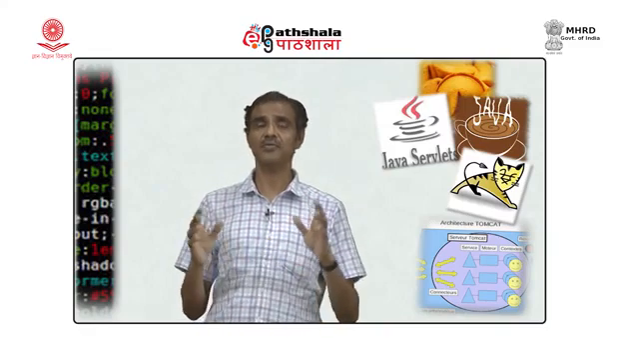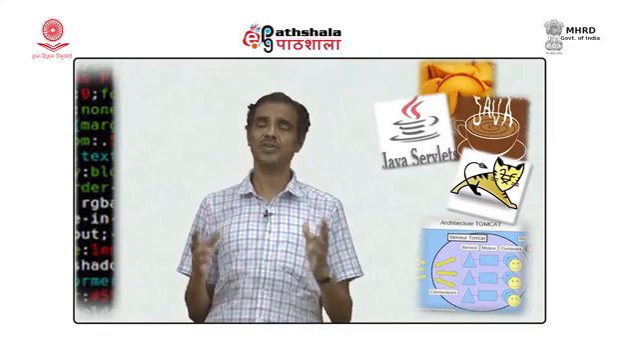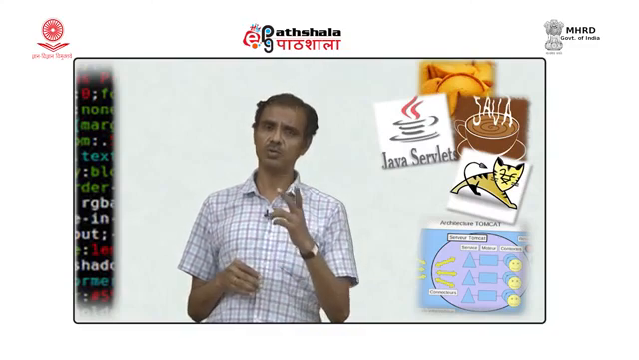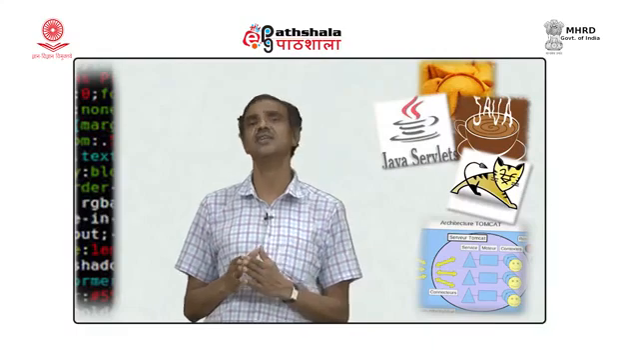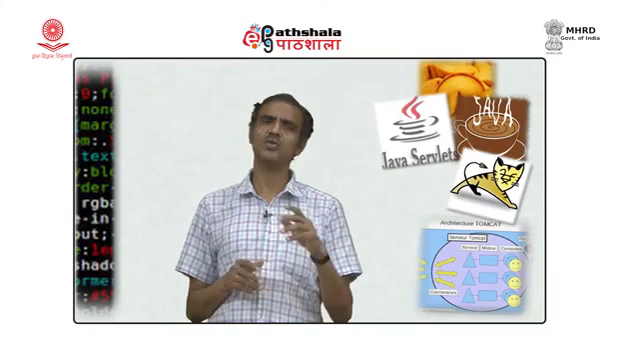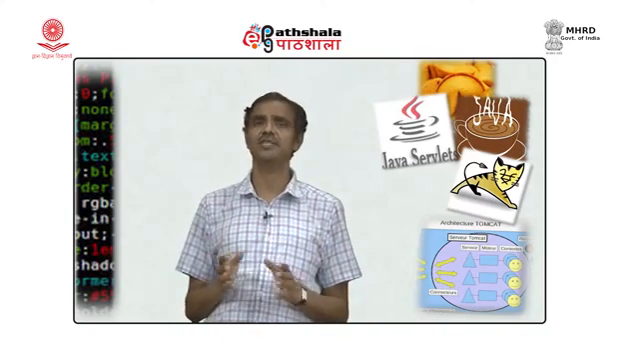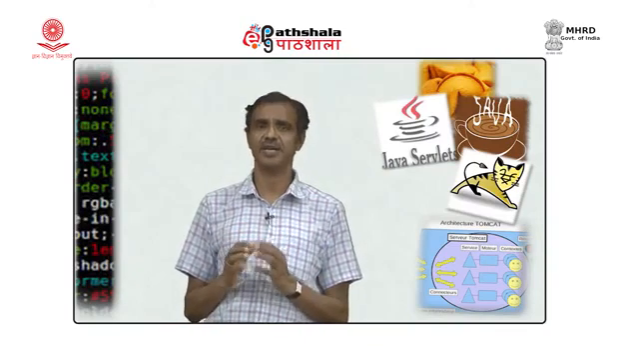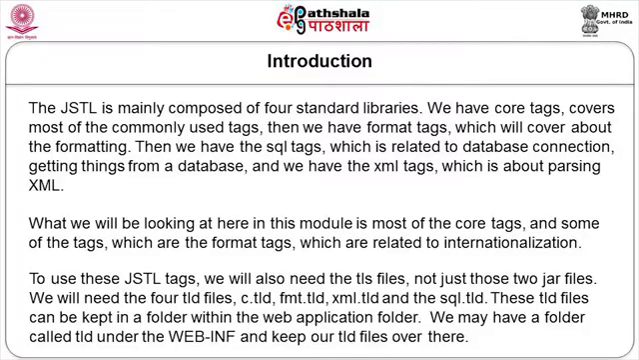Now, if you want to start using JSTL, there are a few things you should have. You first download all the things related to JSTL. There are two standard jar files, standard.jar and jstl.jar. You will need to keep them in your lib folder. There are also the TLD files. JSTL is mainly composed of 4 standard libraries.